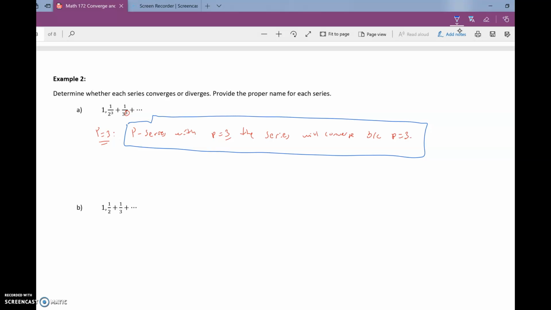Now let's take a look at the second one. And in this case, technically, because of that 1, you're going to have that P is equal to 1. So in this case, we have a P series with P equal to 1. So the series will diverge. And you can just say because P is equal to the value of 1.